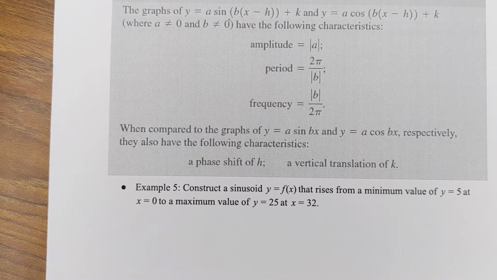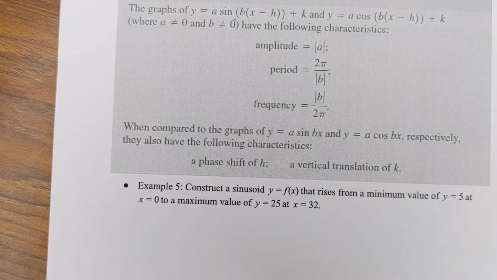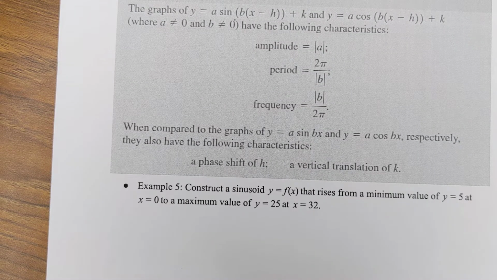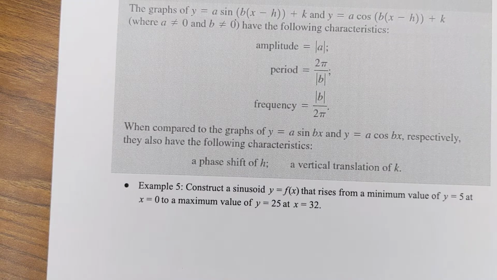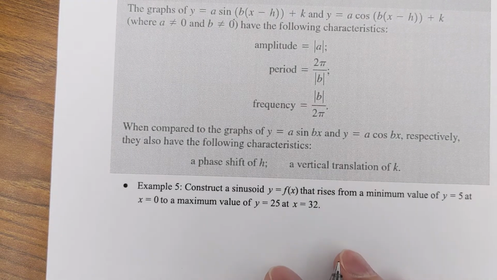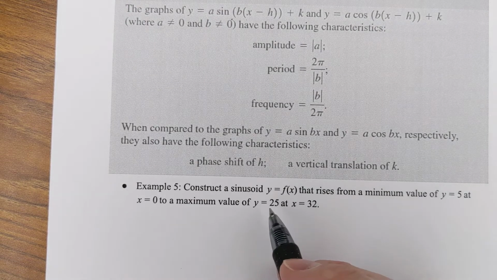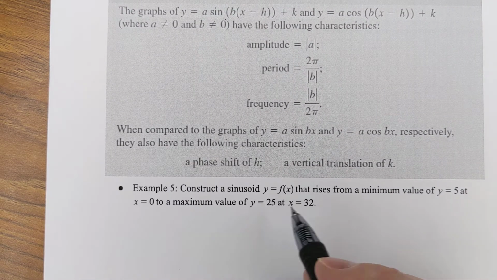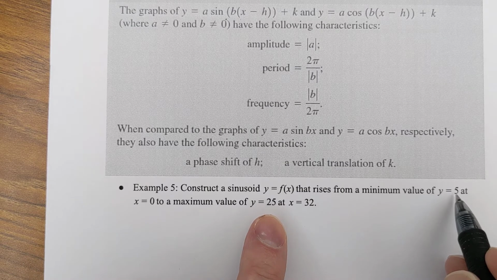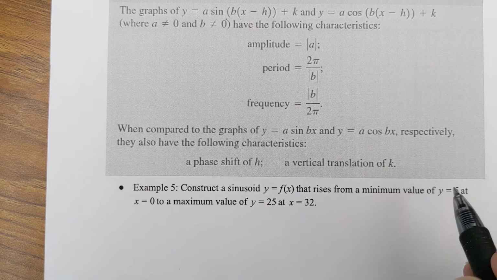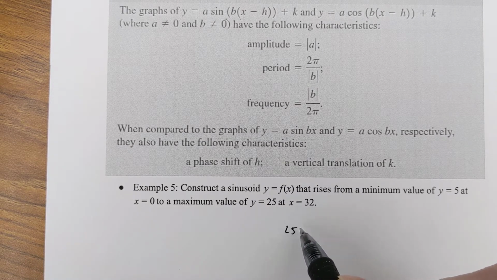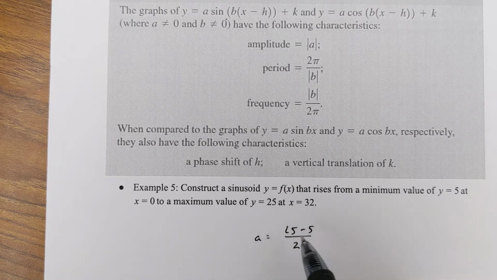So let's see here. We know our minimum value is 5 and our maximum value is 25. So our amplitude is half the distance between those numbers, because it's half of the wave height. So this wave goes from 25 to 5, so the height is that divided by 2. So the amplitude is 20 over 2, which is just 10.